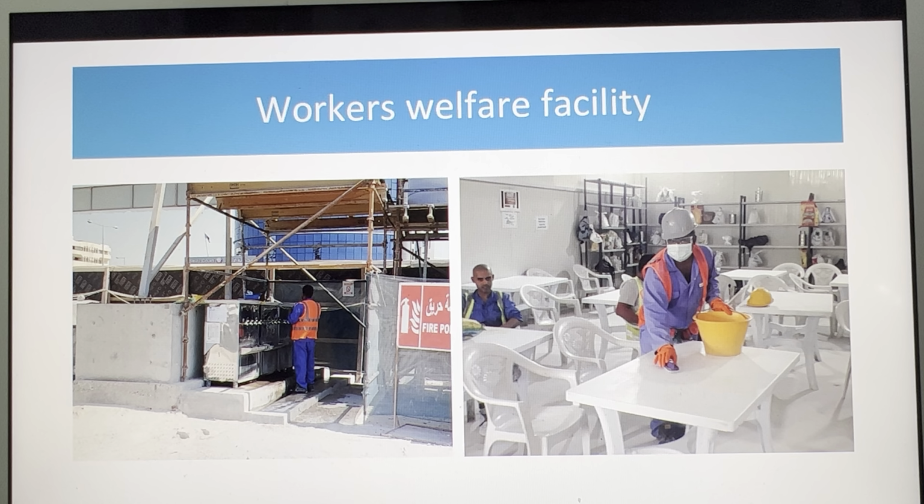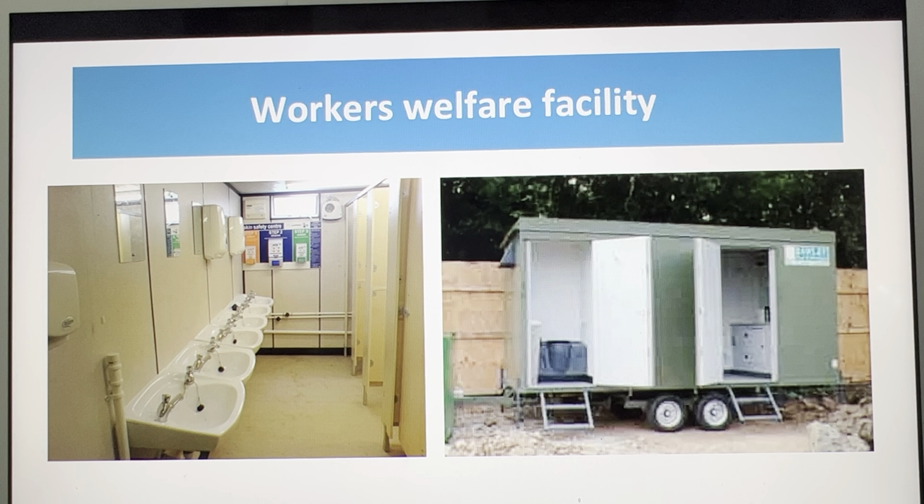Workers' welfare facility still, you have the lavatory. This is also required not only in the international standard, but the Qatar construction specification also requires lavatory. And the washing liquid. Here you have washing liquid. This is also a toilet. The eating area.